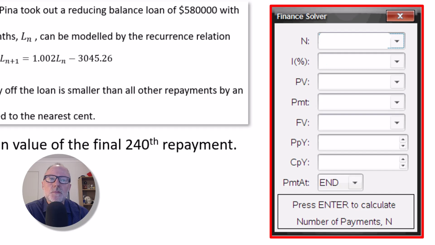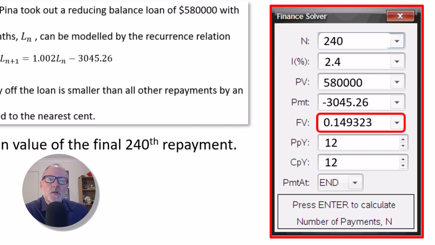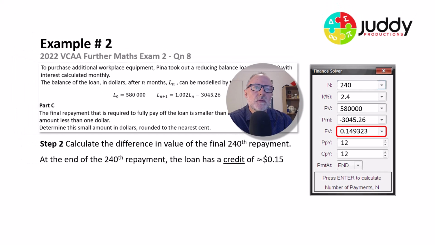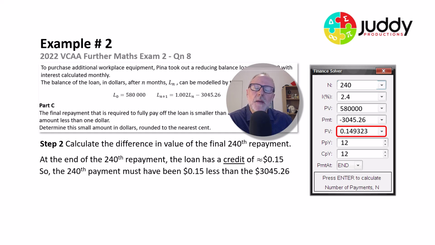So step 2, to answer this question, we want to calculate the difference in the value of the final 240th repayment. So she pays 240 monthly repayments at an interest of 2.4% per annum. Her principal, the loan was for $580,000, and her monthly payments were $3,045.26. She's paying 12 times per year, and interest being compounded 12 times per year. At our final calculation, after a 240th payment of $3,045.26, she has a balance of nearly 15 cents rounded to the nearest cent. So at the end of the 240th payment, the loan has a credit of 15 cents. So the 240th repayment to completely pay off this particular loan has to be 15 cents less than $3,045.26.